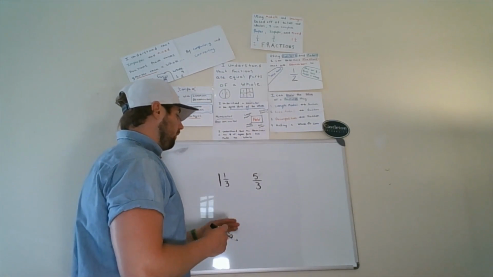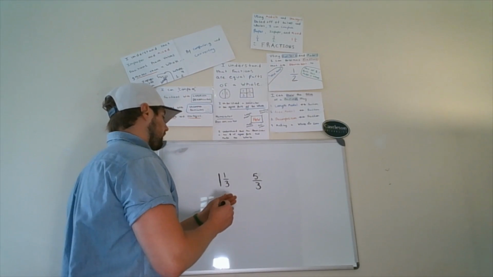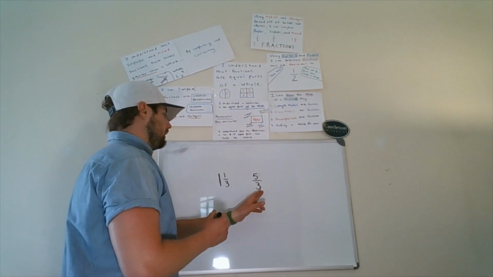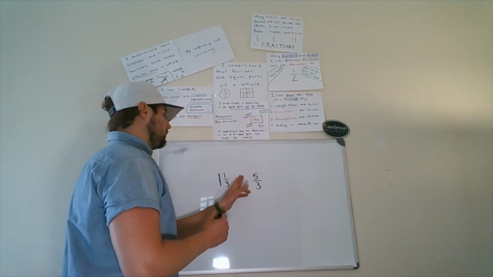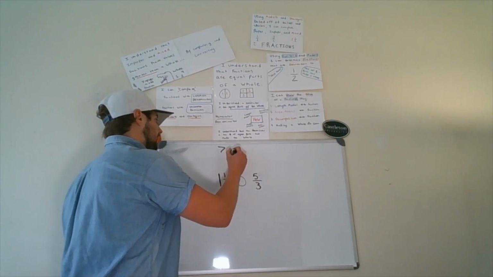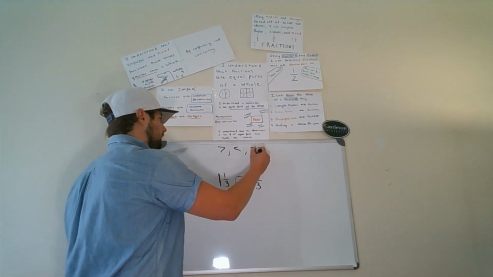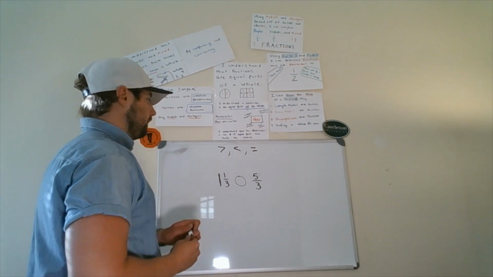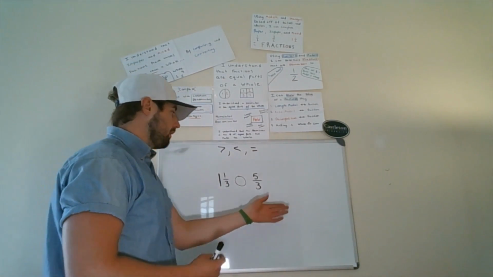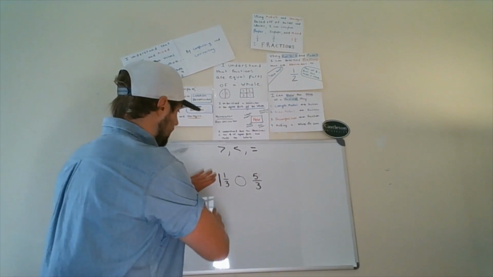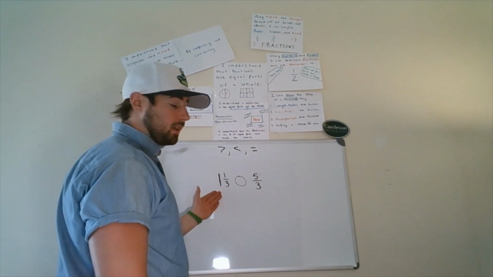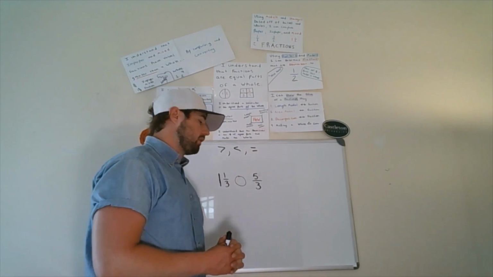Here is our expression. 1 1/3, is it greater than, less than, or equal to 5/3? We are comparing them using our symbols of comparison. First thing, we need to understand which is the mixed number and which is the improper fraction. I see a 1 1/3. I know this is the mixed number.